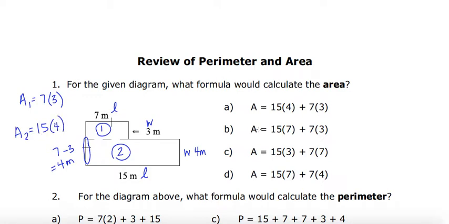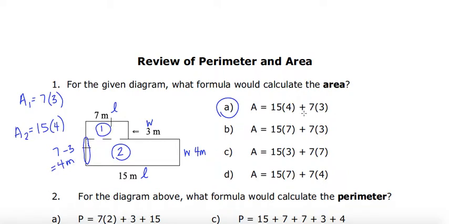length times width. So now when I look at my choices to find the area, I need to find one that looks at adding up my areas for shape 1 and shape 2. So the total area of this diagram is area 1 plus area 2. If you look over here, the only one that uses 15 times 4 is A. That also has 7 times 3. So the formula to calculate the area of this shape is 15 times 4 plus 7 times 3.